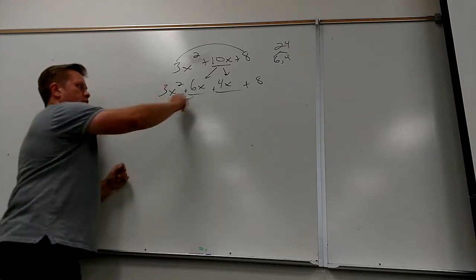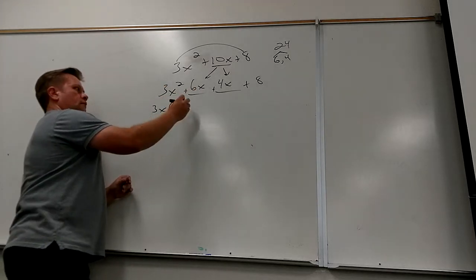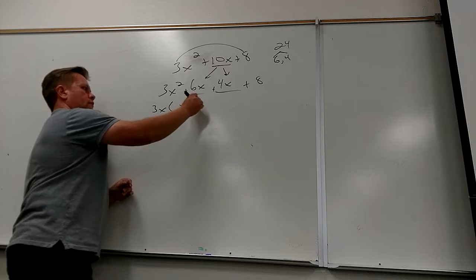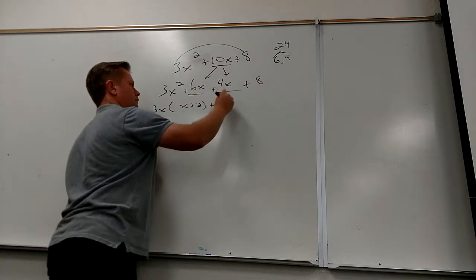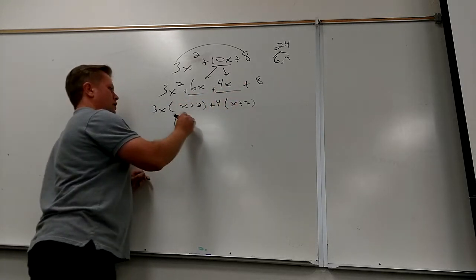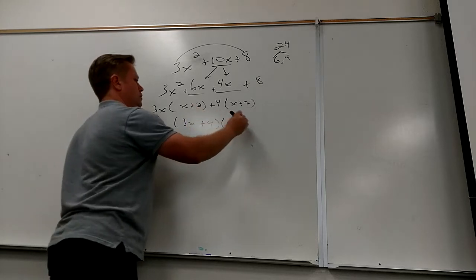So how do I group this? What comes out? 3x, x plus 2. And 4, x plus 2. So there's 3x plus 4, x plus 2. Woo-hoo.